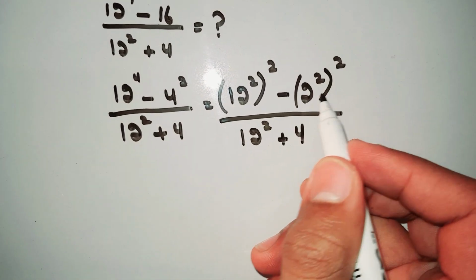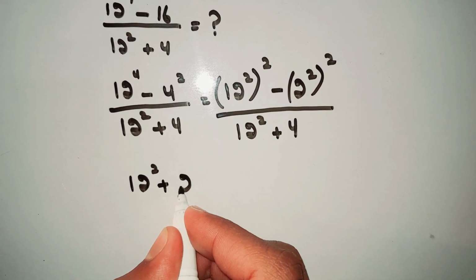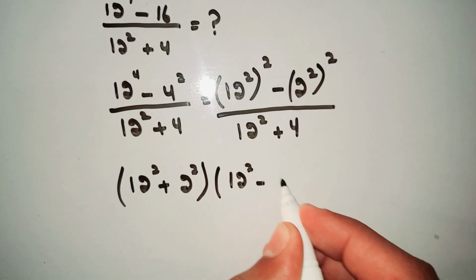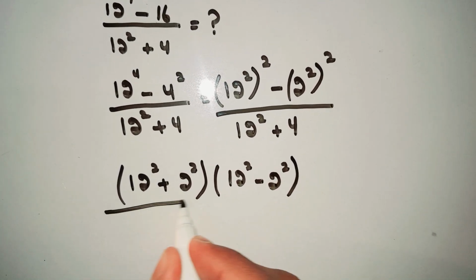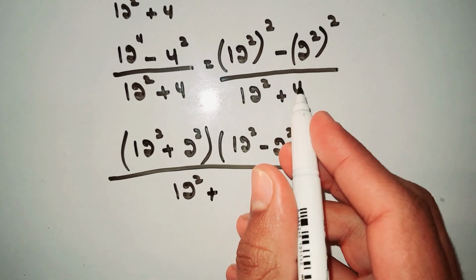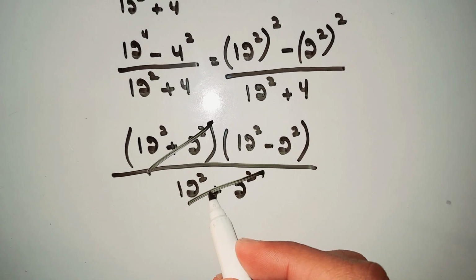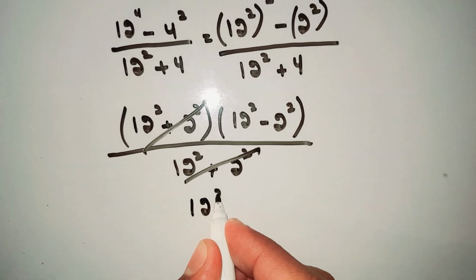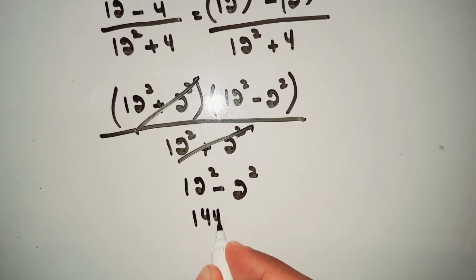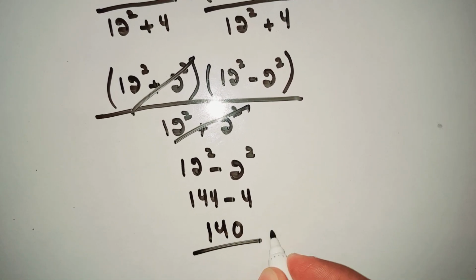So now here is a difference of squares, so we use the formula. We write (12^2 plus 2^2) multiplied by (12^2 minus 2^2), divided by 12^2 plus, we write 4 as 2^2, so 12^2 plus 2^2. The 12^2 plus 2^2 cancels, and we are left with 12^2 minus 2^2. So 12^2 is equal to 144, minus 2^2 is equal to 4, so 144 minus 4 is equal to 140. So 140 is our answer.